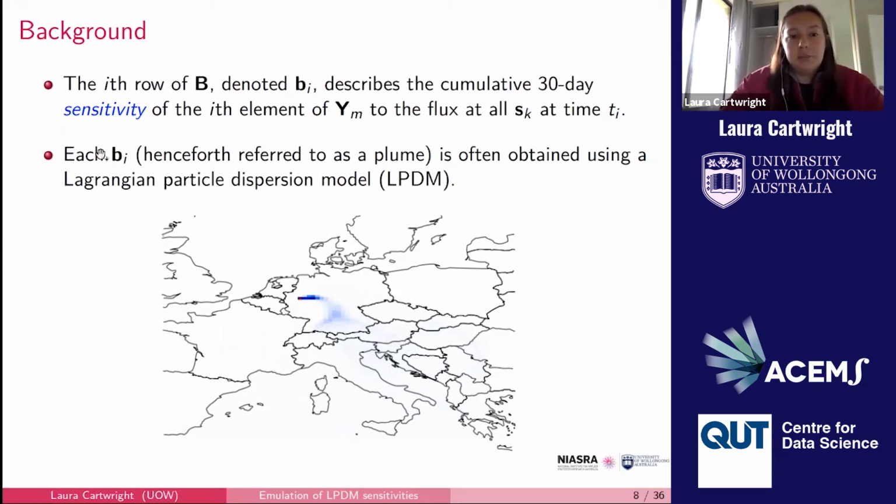So each Bi ends up being this cumulative 30-day sensitivity over the whole grid, and it ends up looking like a plume. So we're going to refer to it as a plume, and we obtain this from an atmospheric transport model, as I said, and often that atmospheric transport model is something called a Lagrangian particle dispersion model. This is from that backward in time simulation I showed before, but I've just summed up everything over the 30 days, and this is how you get that plume. This is what we're going to focus on from here on out.